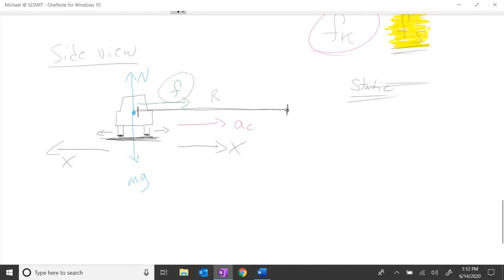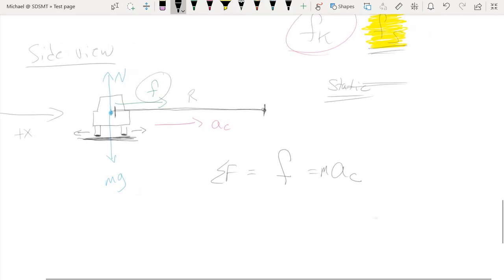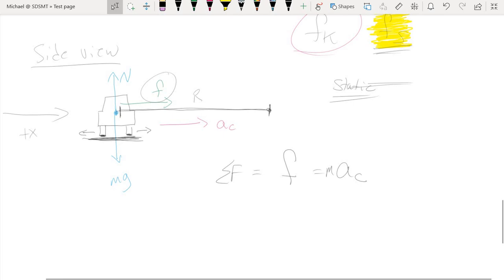And in terms of forces that are pointing towards the center of our circle, that is the only force that we have. And so our sum of forces along, I will now define a positive direction as being in the direction of the centripetal acceleration. That's all I have, is a friction force helping to maintain the centripetal motion.